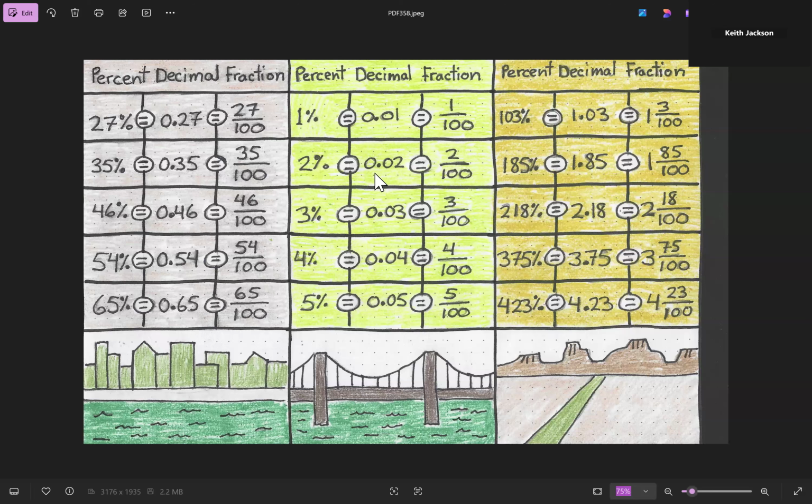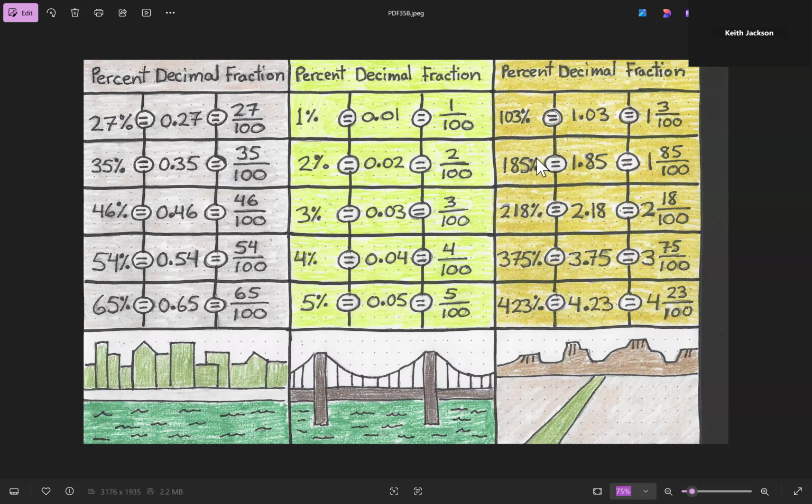2% is the same as saying 0.02 or 2 hundredths right here. All right. In fact, you can call this 2 hundredths because this is an indication that it means the same thing right here, 2 over 100. All right, 3% is the same as saying 0.03 or 3 hundredths, and we get the point right here with single digit percents and their meanings as decimals and fractions.